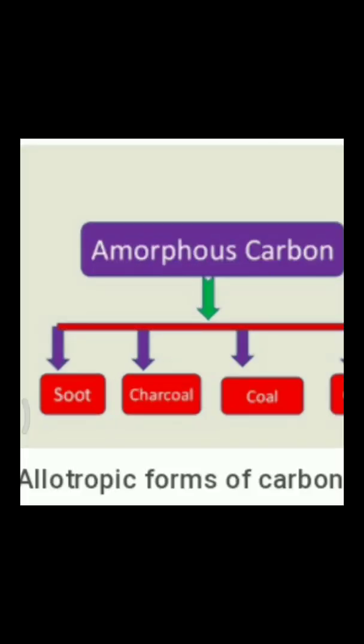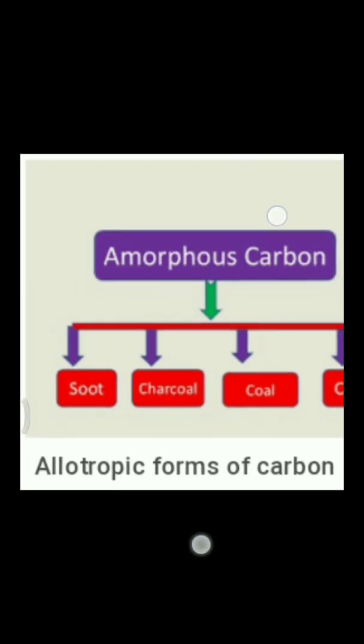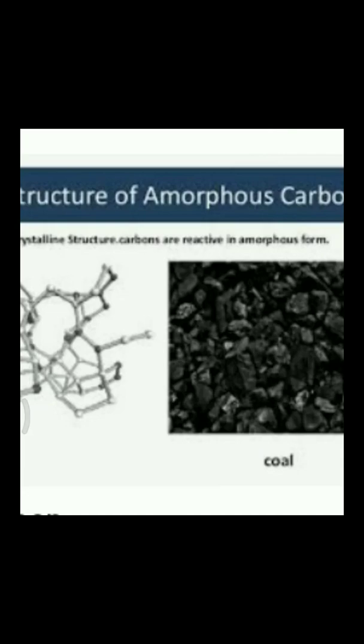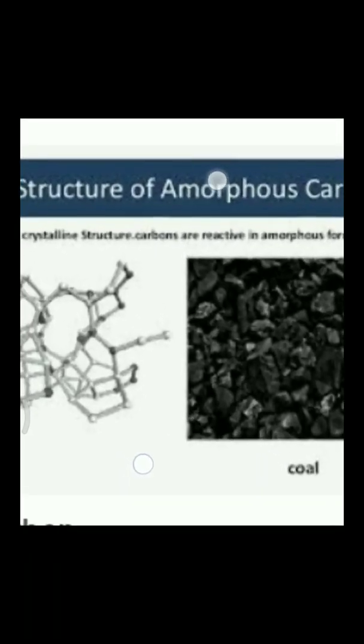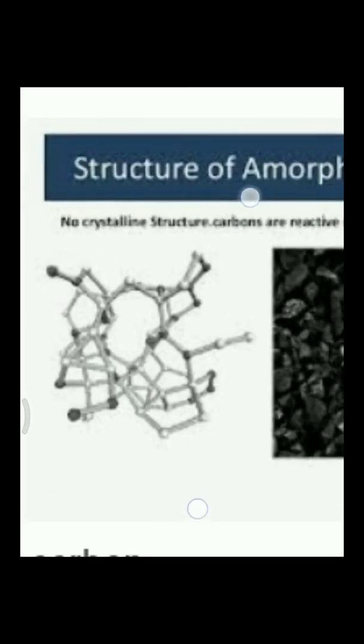Unlike the crystalline form, the amorphous form of a substance contains loosely held particles. These particles easily separate. You can see this diagram of the structure of amorphous carbon. The particles easily separate and make available a large surface area.